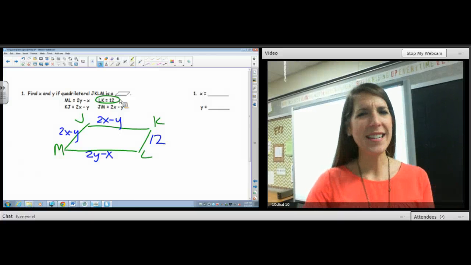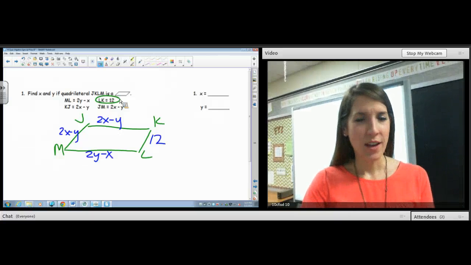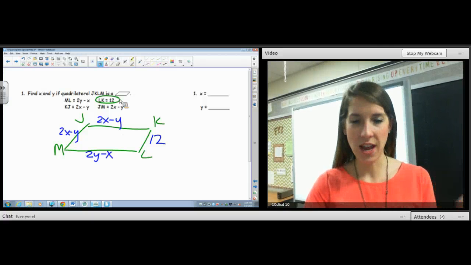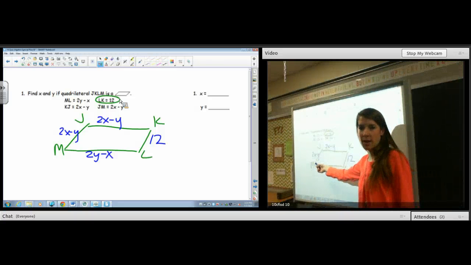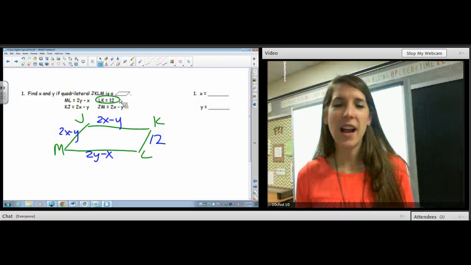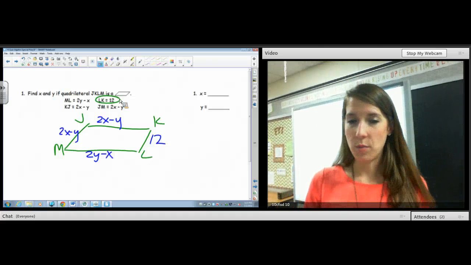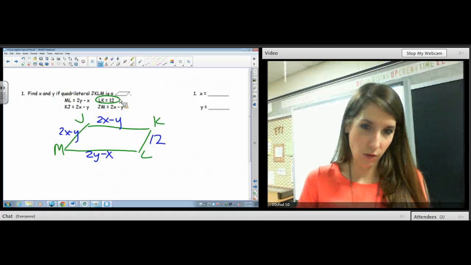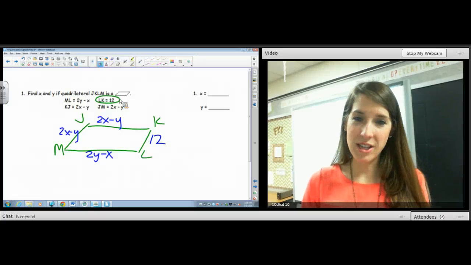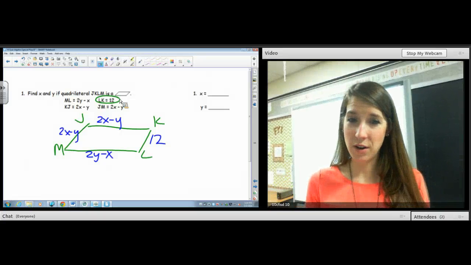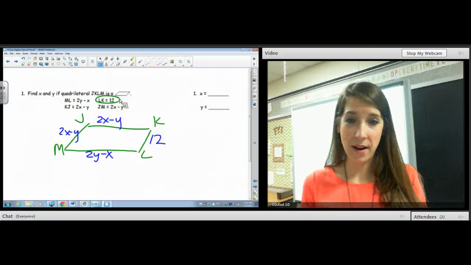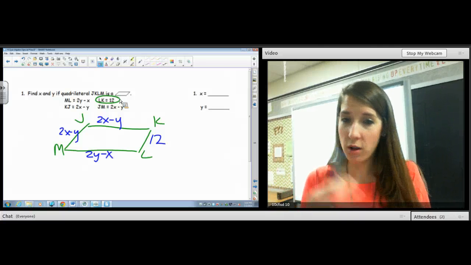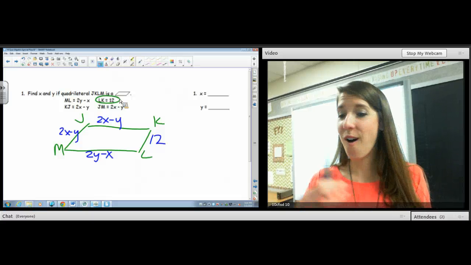But as I'm writing this, I noticed something. Did you notice that JK and JM are the same thing? 2x minus y and 2x minus y. So it's just kind of good to be aware of what's going on in your problem. That's not really going to mean a whole lot to me right now. But I noticed that if opposite sides are congruent and those two consecutive sides are congruent, then I automatically have a rhombus. So this is a rhombus. All sides are 12, by the way. All the sides are 12.